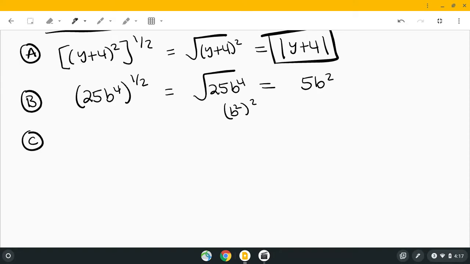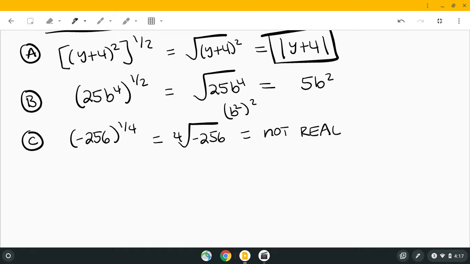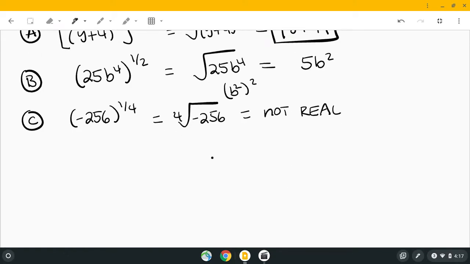If I have negative 256 to the 1/4, that's like saying the 4th root of this negative number, which we said is not real. We don't want to take even roots of a negative number because then we get imaginary.